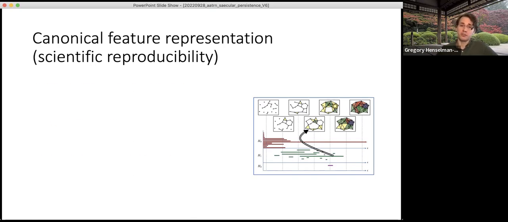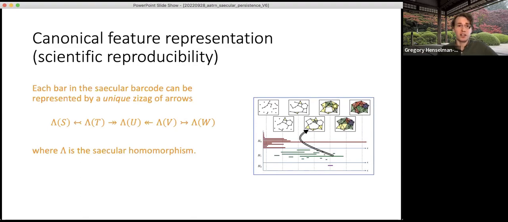But the categorical structure that you find in homological persistence, and in particular the secular homomorphism, gives you a unique way to represent bars in terms of zigzags of submodules. So this is completely canonical, it's completely reproducible, and if you want to put in a scientific paper, this is what we computed and this is how we interpreted it. There's no ambiguity here. You don't need to say anything about your code or your algorithms. It's completely canonical.